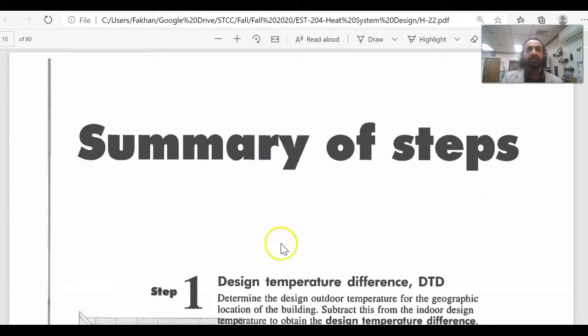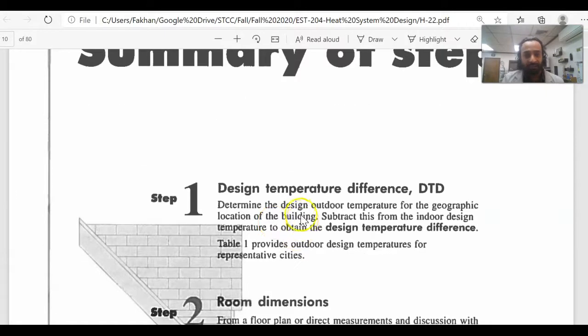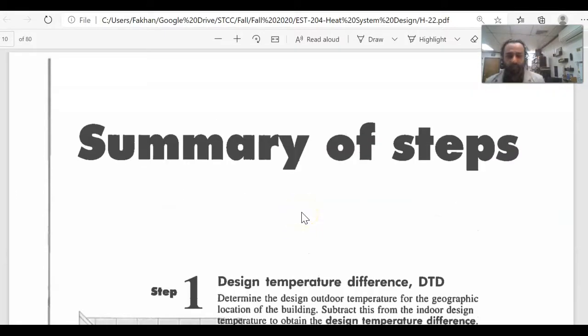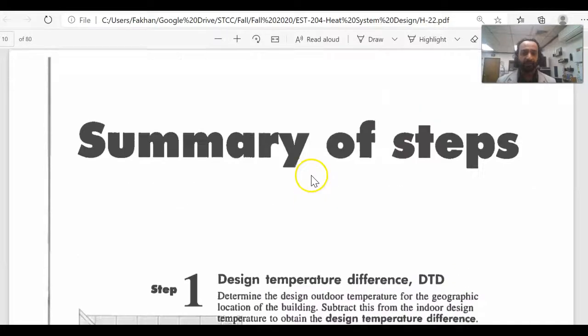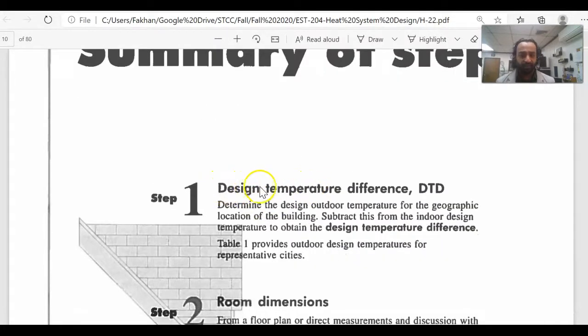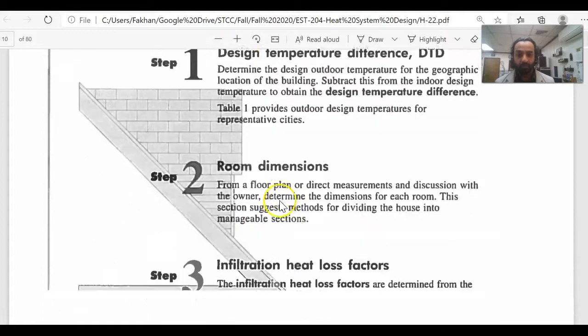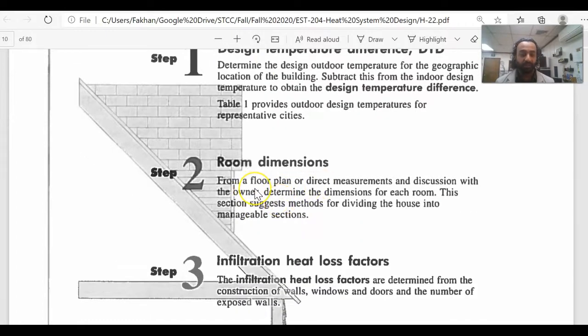And again, it does not mean that if you have a bigger boiler, it's better. That means that you have a lot of cycling, which is not good. These are the steps that I went over last week, and a summary of the steps: find the design temperature and number the rooms, dimension. That's something you get by measuring or looking at the floor plan.